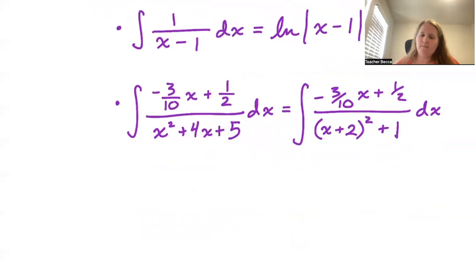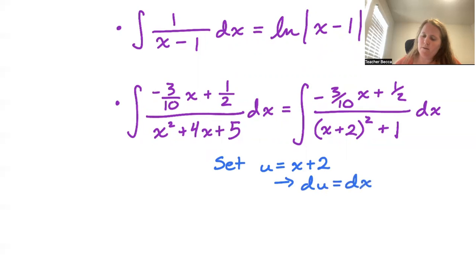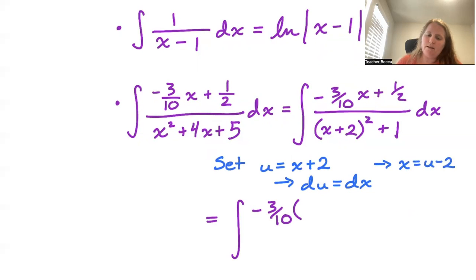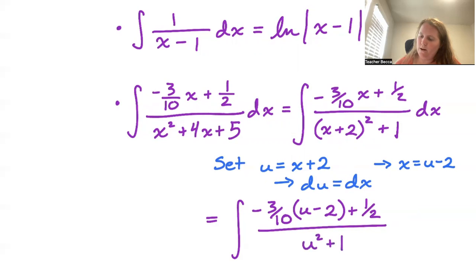If we apply u sub, if we set u equal to x plus 2, then we have du is dx. And we are looking at this is equal to the integral of -3/10 times x, which would be u minus 2. So -3/10 times u minus 2 plus 1/2 all over u squared plus 1 du.